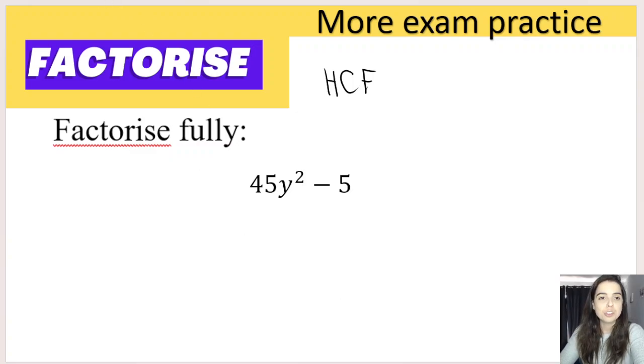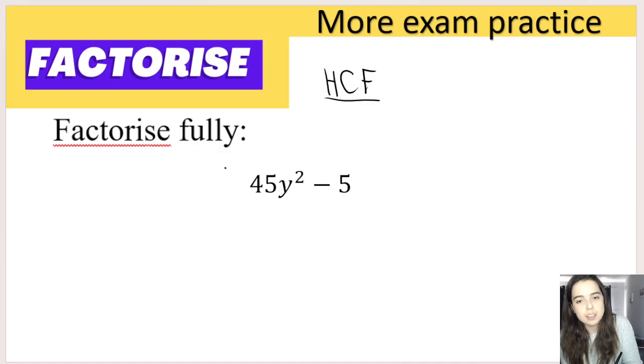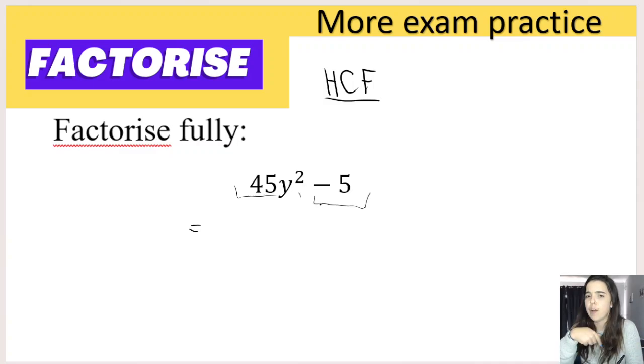So for the one on the screen, how would I do this? I would first have to try highest common factor. So we've got this term and we've got this term. I know 5 goes into 45 and 5 goes into 5. So I would have to take out a 5. Then, can I take out a y? No, because my second term doesn't have a y.